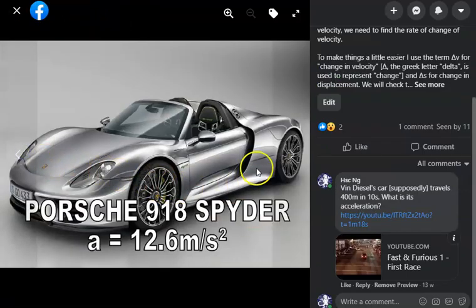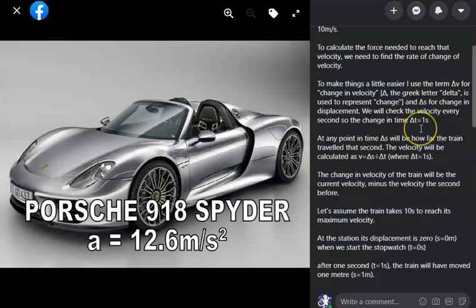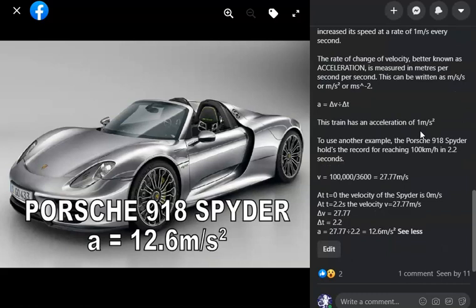But in the meantime, what we're going to look at is the Porsche Spyder 918. It has an acceleration of 12 meters per second squared. Now, how we determine that, I've gone into the maths of that. This is probably a little bit beyond the level that we'd normally look at. But car manufacturers don't sell their car based on, oh, it's got an acceleration of 12 meters per second squared. Instead they'll say that it can go from 0 to 100 kilometers per hour in a certain time. So the Porsche Spyder, at the time I made this, held the record. It could go from 0 to 100 kilometers per hour in 2.2 seconds, which is very fast.